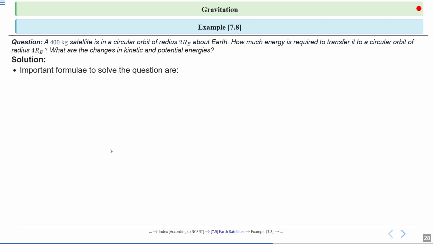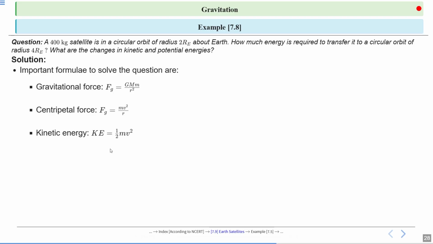To solve this problem, we need to recall some important formulae related to gravitational forces and energies. These will help us understand the forces acting on the satellite and the energy changes involved. So first, gravitational force Fg is equal to G Me m divided by r square, and centripetal force Fc is equal to mv square by r. Kinetic energy is half mv square. Potential energy is minus G Me m divided by r. Total energy is the sum of kinetic energy plus potential energy.